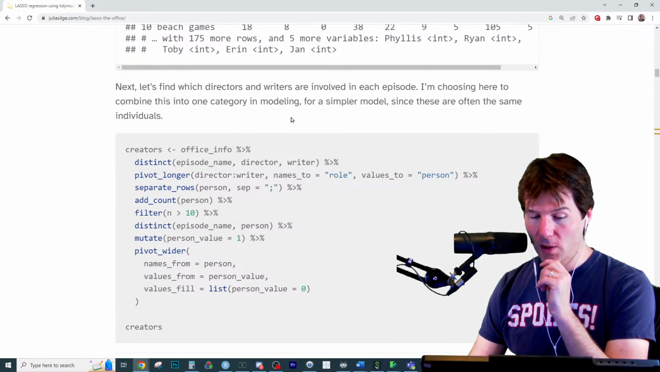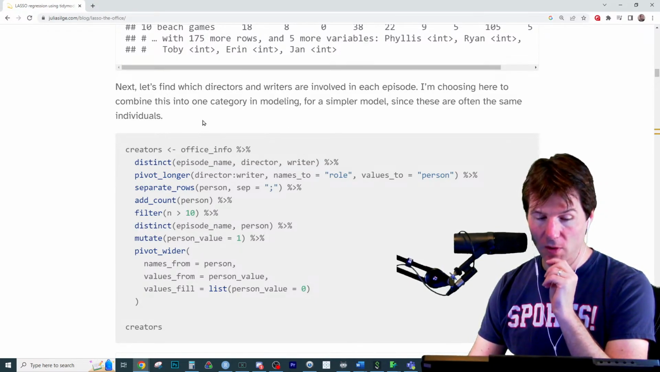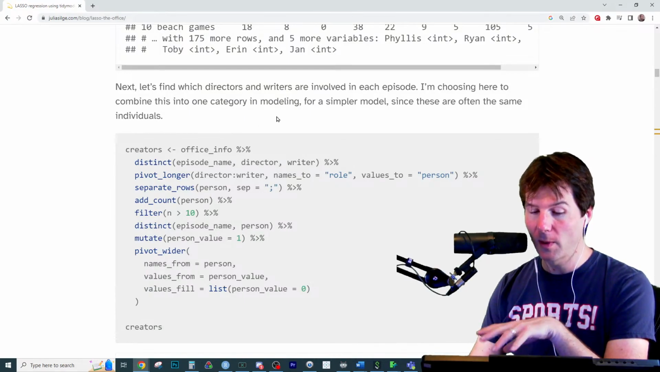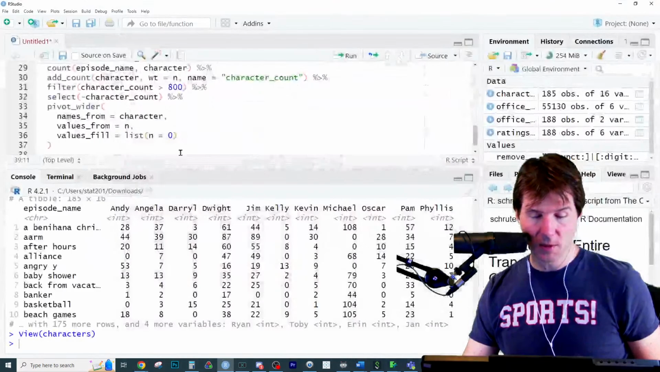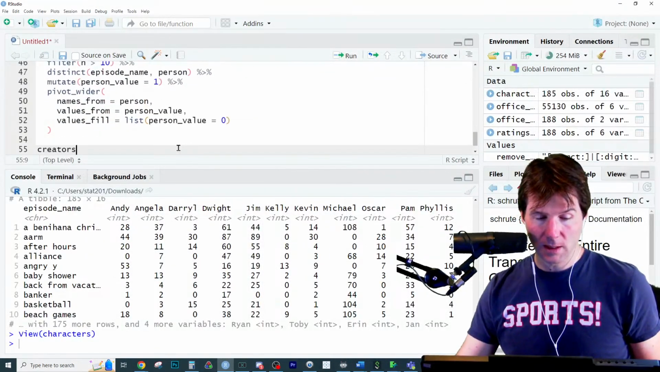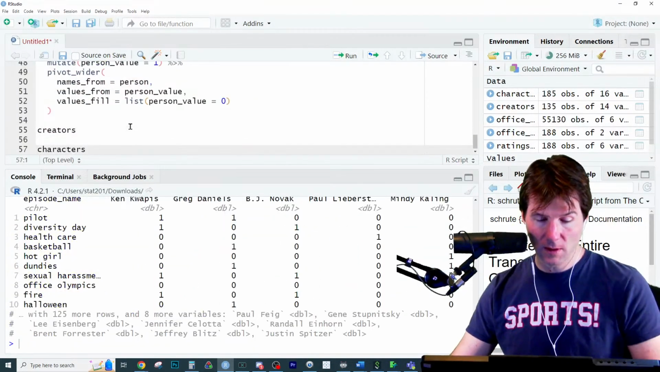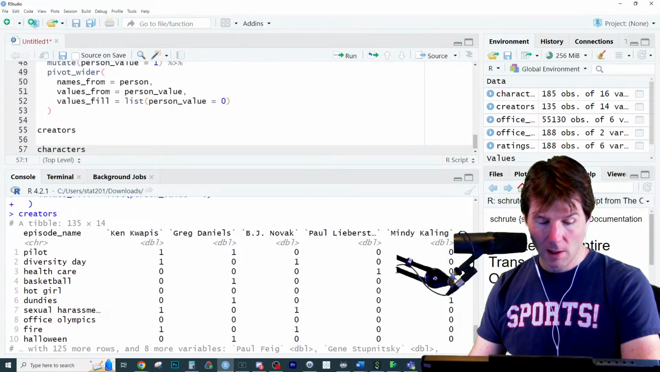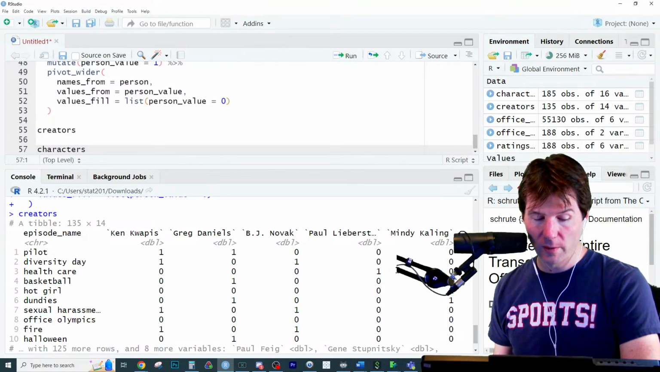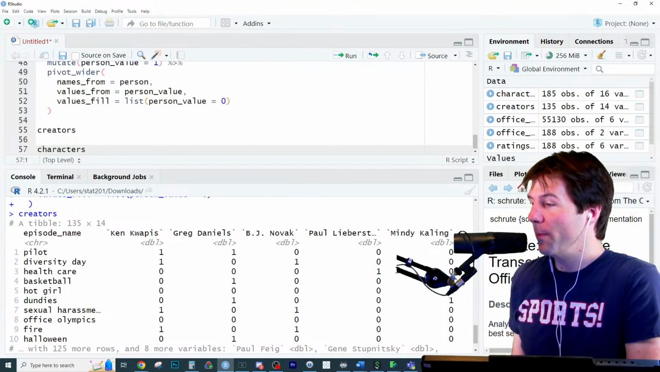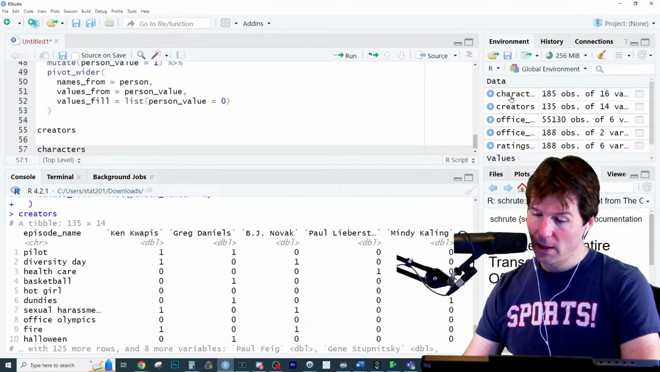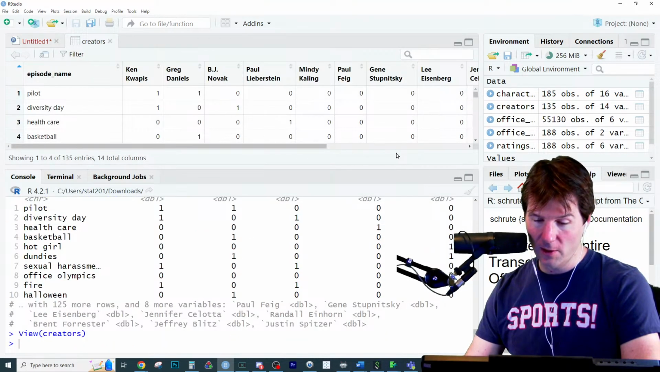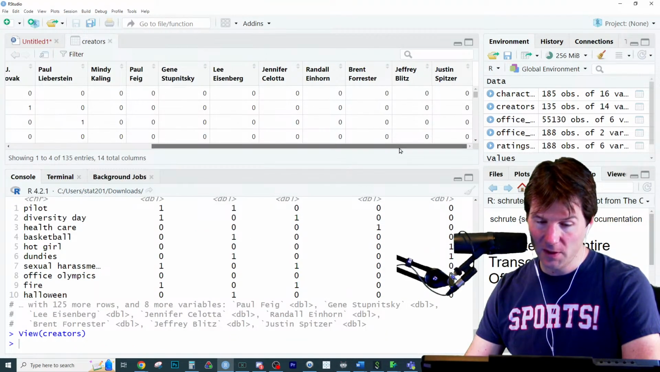Next, let's find out which directors and writers are involved in each episode. I'm choosing here to combine this into one category in modeling for a simpler model. Okay. So this is basically who wrote the episode and who directed, I think, too. So the creators of the episode. And there you go. Pretty awesome right here. So we've got all the different people. So this is a binary indicator, whether or not the person worked on the episode. So we got the creators right here, and you can just see all the people who worked on The Office.